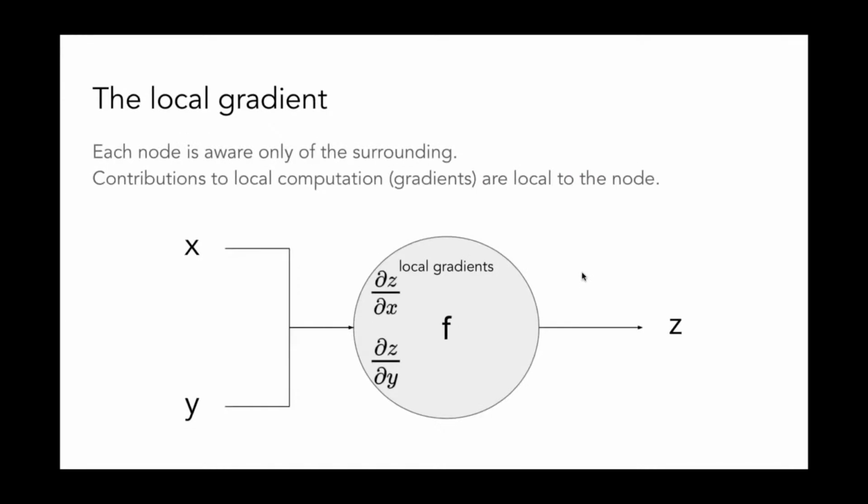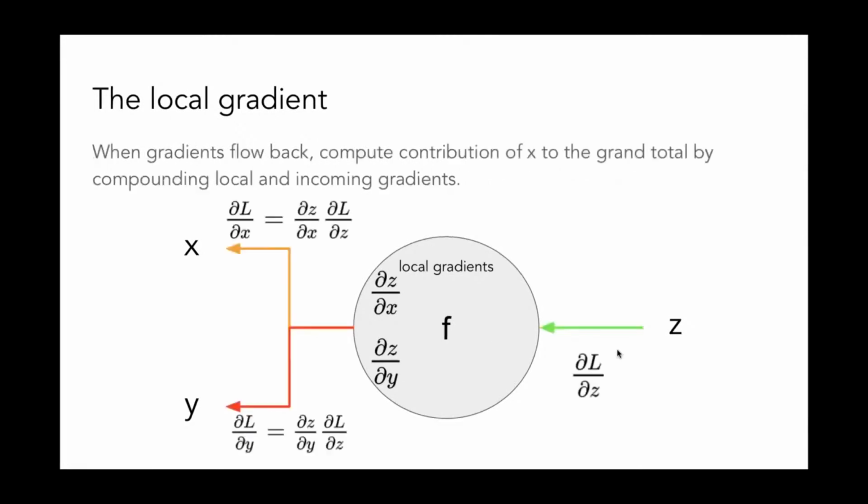The idea is that each node is aware only of its surroundings. So the contributions to the local computation, which are gradients, are local to the node. Here you have z, x and y, and these local gradients, which are the contribution of x against z and the contribution of y against z. When the gradients of your loss function come back, the contribution of x towards the big loss function is dL over dz, which is known because it's the upstream gradient coming to you, times dz over dx. Multiplying this number by the local gradient, you obtain the exact gradient of x. And you can do the same here.